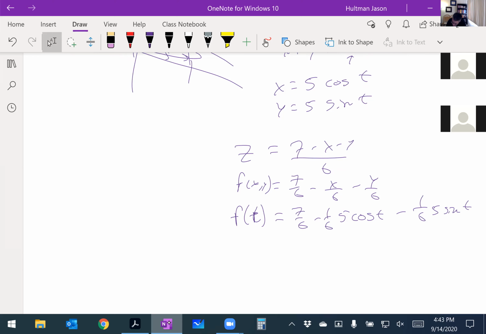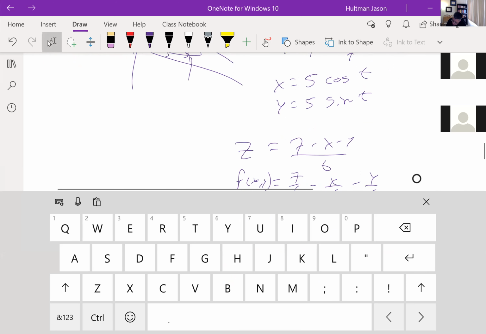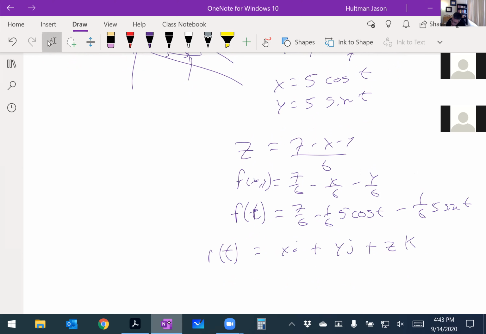We need a vector r of t in terms of what? In terms of xi plus yj plus zk, right? Except it's 3 dimensions. Can we get rid of that second dimension though? I'm thinking z in terms of, no, it's fine.